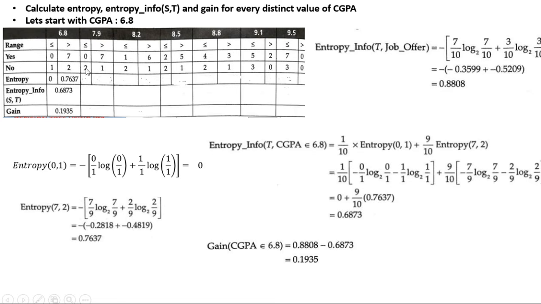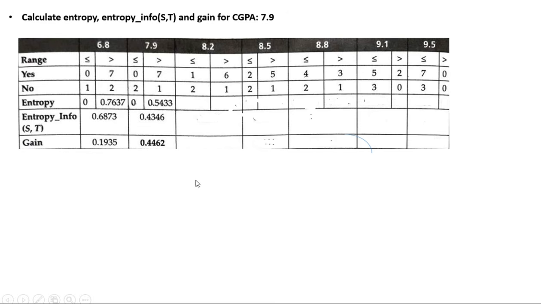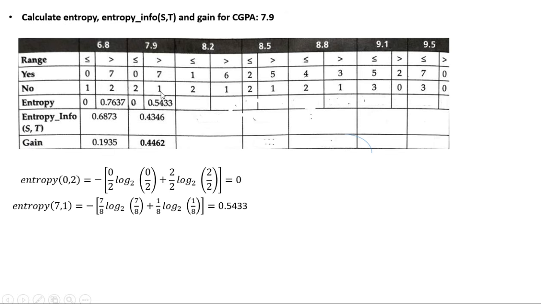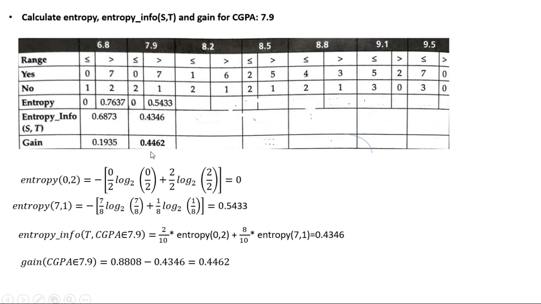You have to find the entropy information next for 0, 2. Next you find the entropy information for 7, 1. Find the entropy information for this CGPA. Find the information gain. See, I have done it in here. For 7.9, what is the entropy of 0, 2? 0. What is the entropy of 7, 1? 0.5433. Fill it up here in the table. Next, find the entropy information for this CGPA. So that would be 2 by 10 into entropy of 0, 2 plus 8 by 10 into entropy of 7, 1. I am getting 0.4346. Fill it up here.